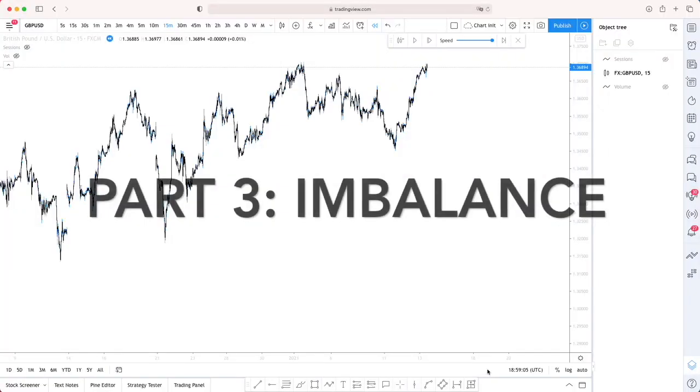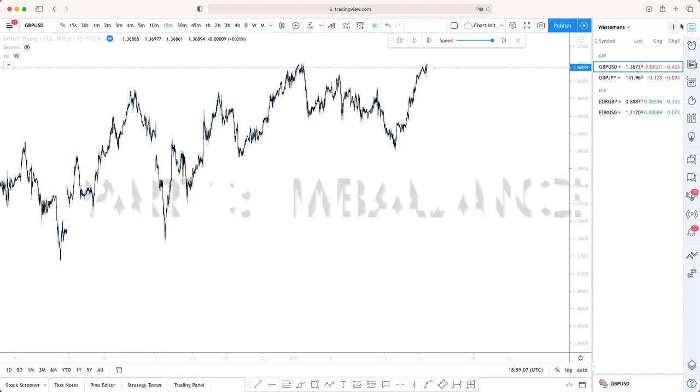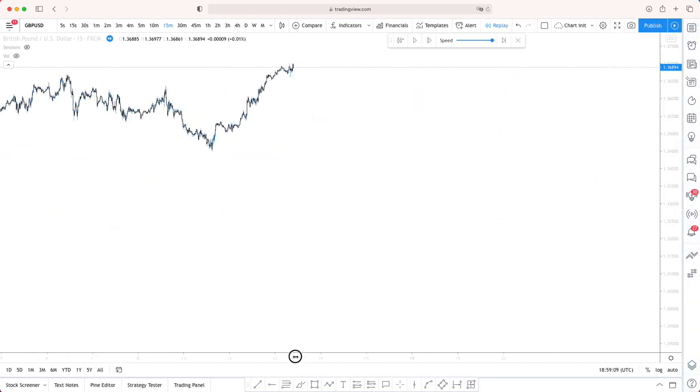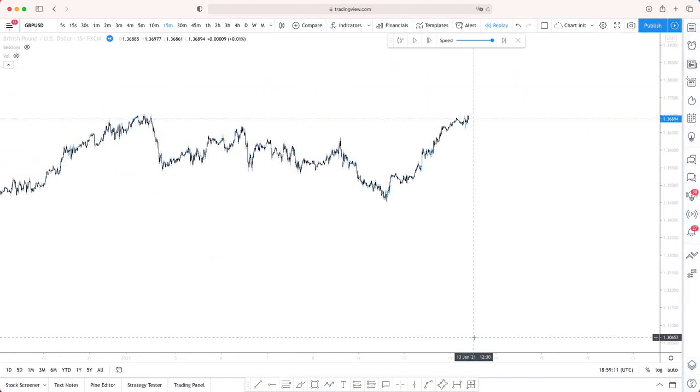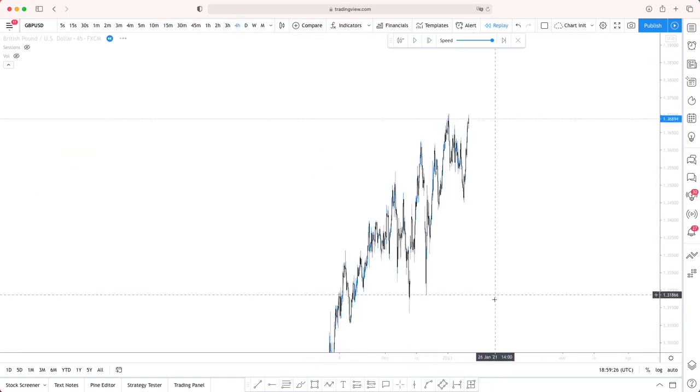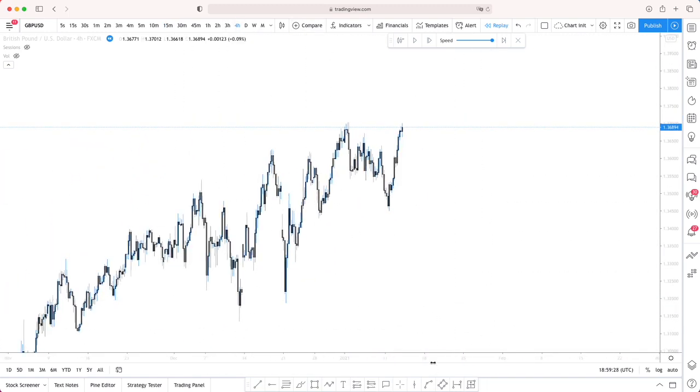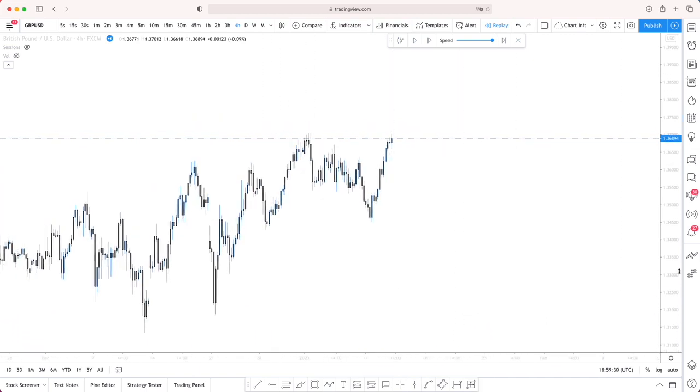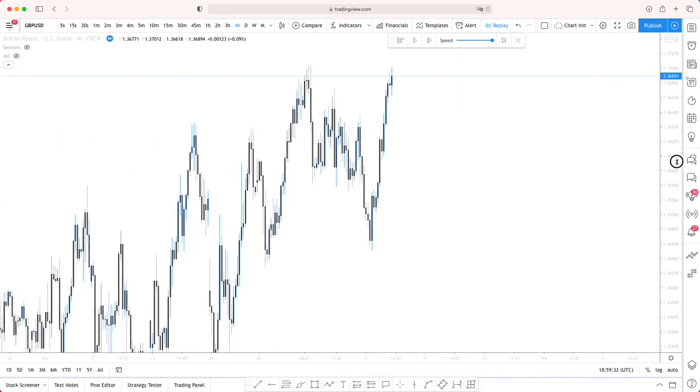Guys, and welcome back to part 3 of the order block strategy. So far you've been able to identify order blocks and you've learned how to refine them. At this point you're probably thinking, what other footprints are there and what other confluences do we have? This is going to be a very short video because there isn't a lot to it. What we're going to talk about today is imbalance.